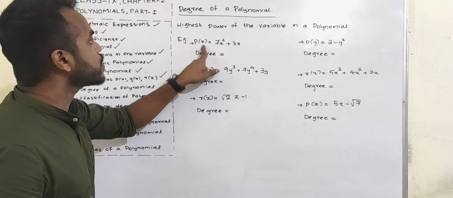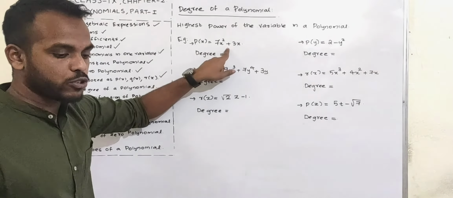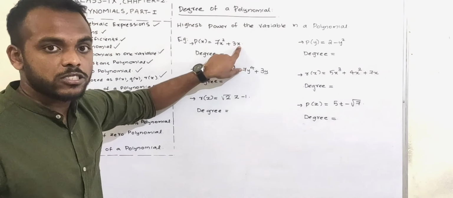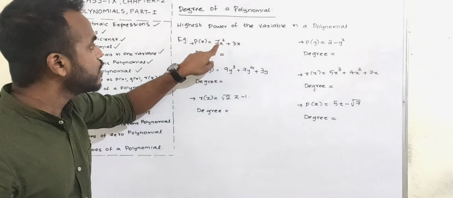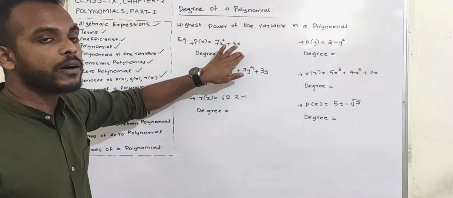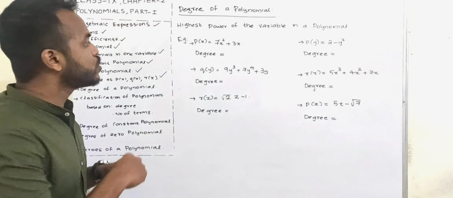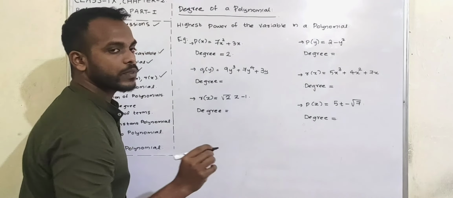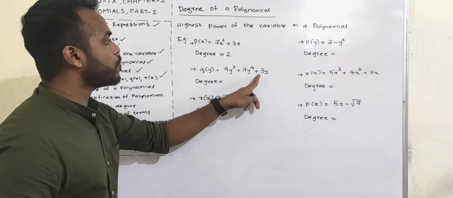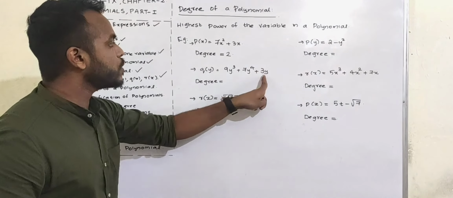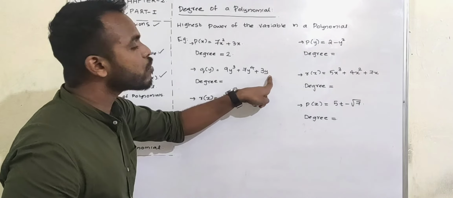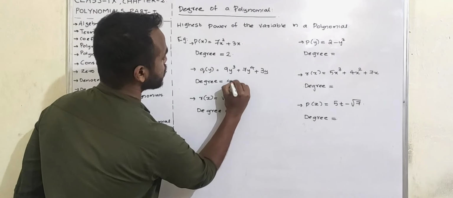Now let's see some examples. p of x is written as 7x square plus 3x. Then what is the power of x in each term? In 3x, the power is 1. What about 7x square? What's the power? 2. So which one is the highest power? This one. And what is that? 2. So the degree is 2. In this case, 9y cube plus 7y raised to 4 plus 3y. In this polynomial, which is the highest power? Is it 3, 4 or 1? It's 4. So the degree is 4.